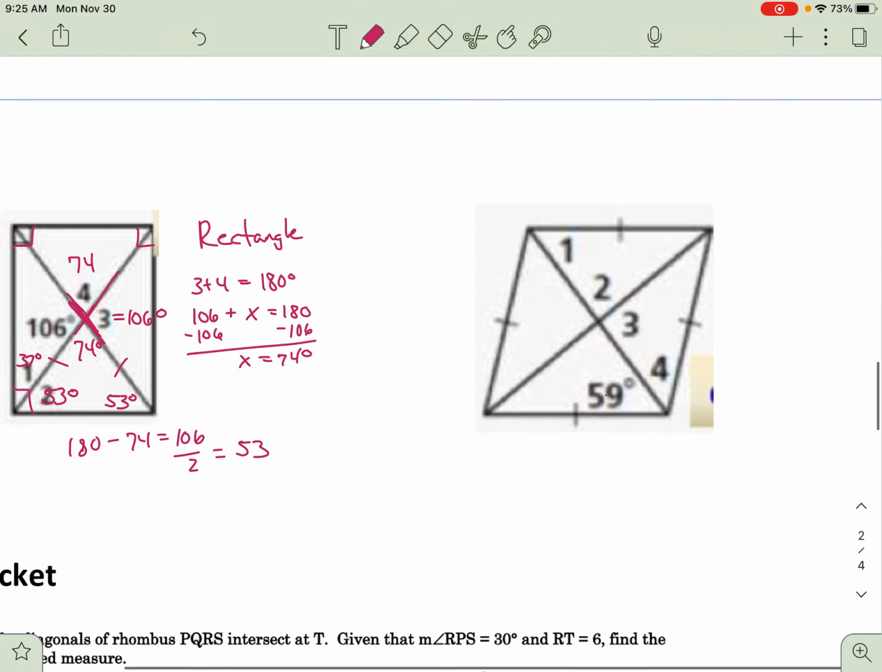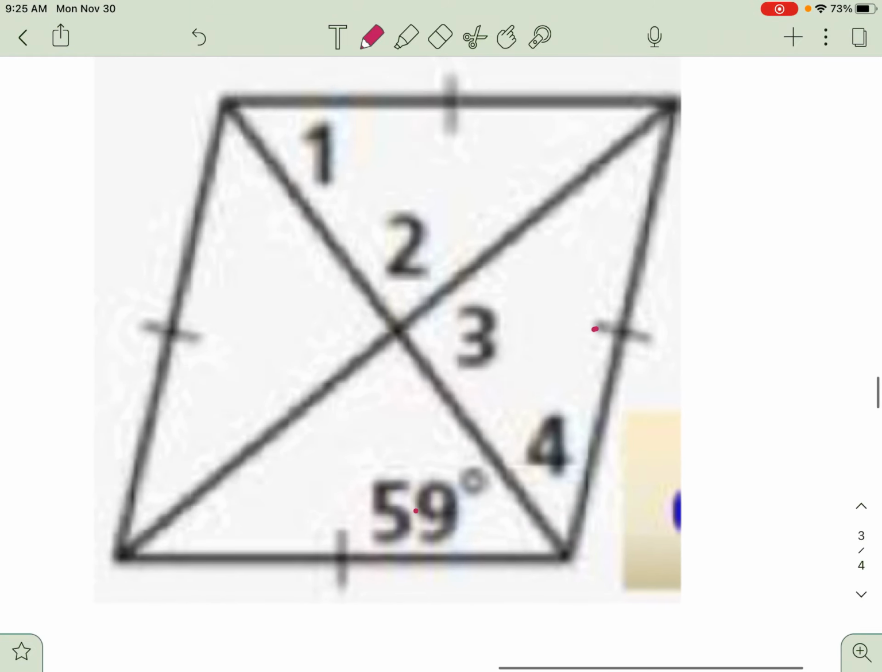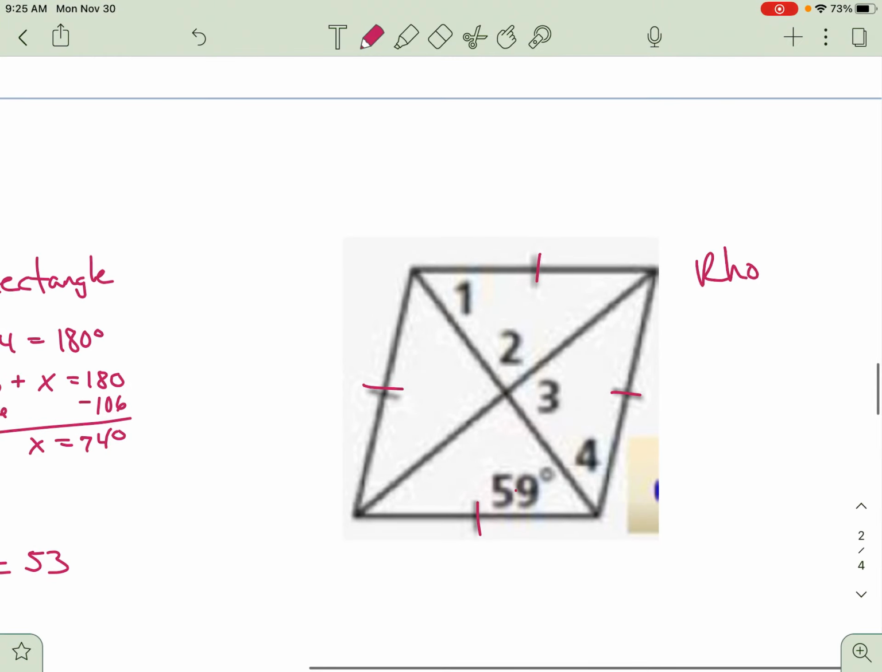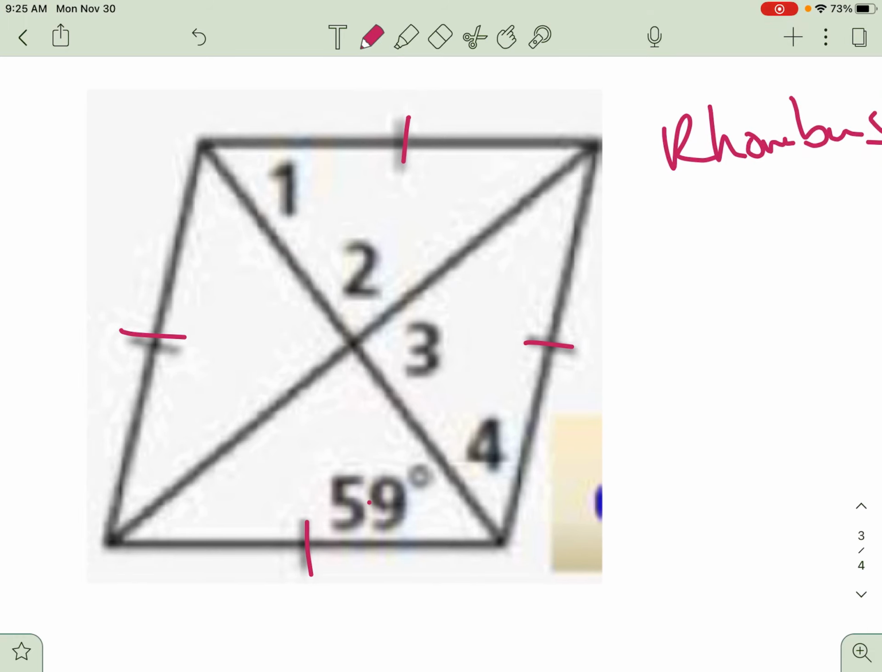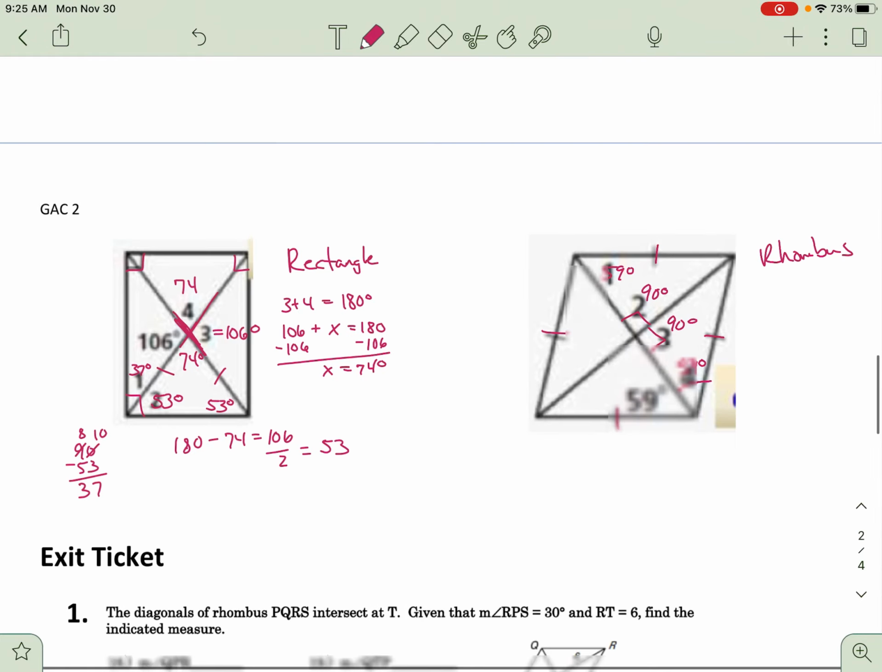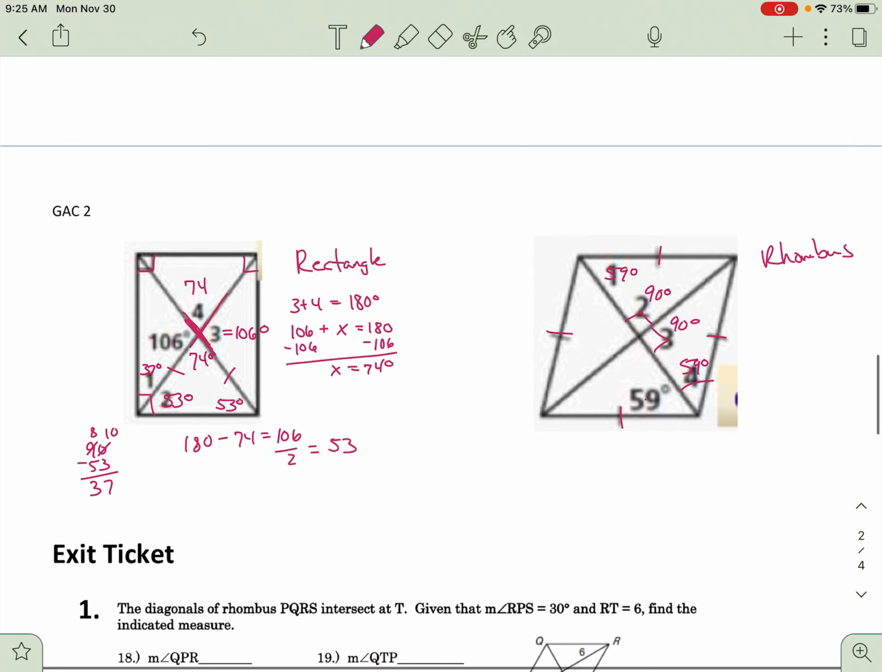All right, and then let's do one more here. So you got a, let's see, looks like another rhombus. Okay, all the sides are the same. In a rhombus, this has to be the same, 59, 59. And then in a rhombus, we know that the center adds up to 90. So 2 and 3 are 90 degrees. Okay, so pretty simple there for you.